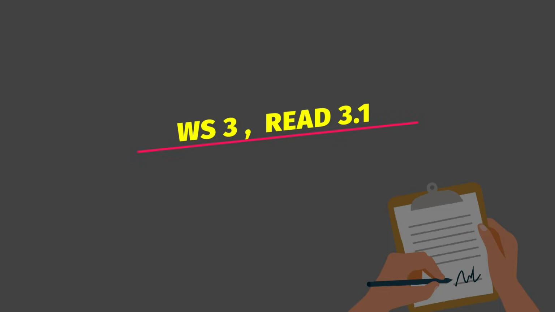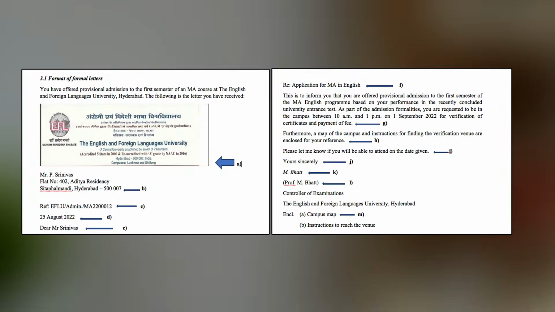Let me now examine the typical format of a formal letter. This will help you understand the different parts of the letter and their arrangement on a page. Please read 3.1 in Worksheet 3 and complete the task as instructed. Here, you are supposed to find the different components of the sample formal letter.